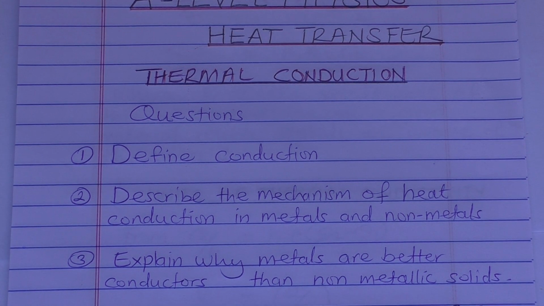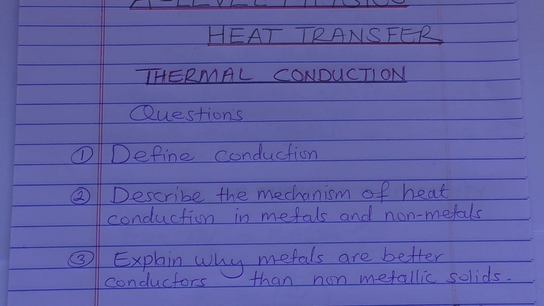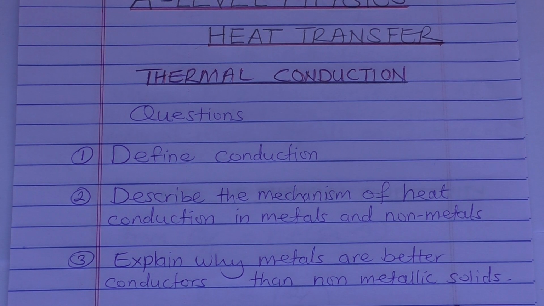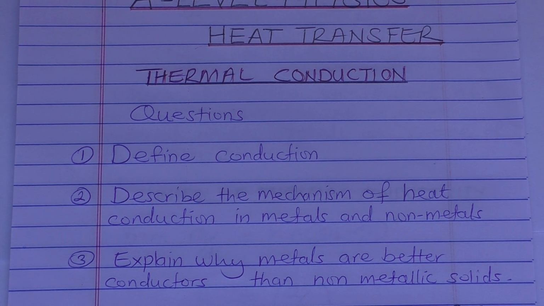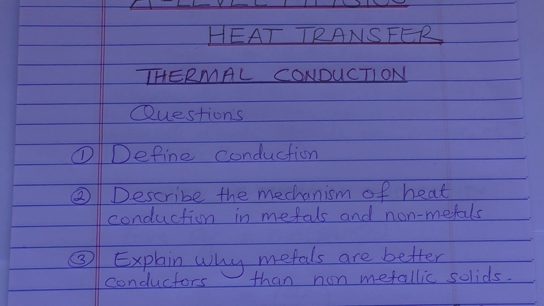In the second question, they want us to describe the mechanism of heat conduction in metals and nanometals. As you research, you'll find out that in metals, heat is transferred by two mechanisms: atomic vibration and mobile electrons. Whereas in nanometals, it is by only atomic vibration. That's why in heat, we have nothing like a perfect insulator, because as long as it has atoms, heat is transferred by atomic vibration.